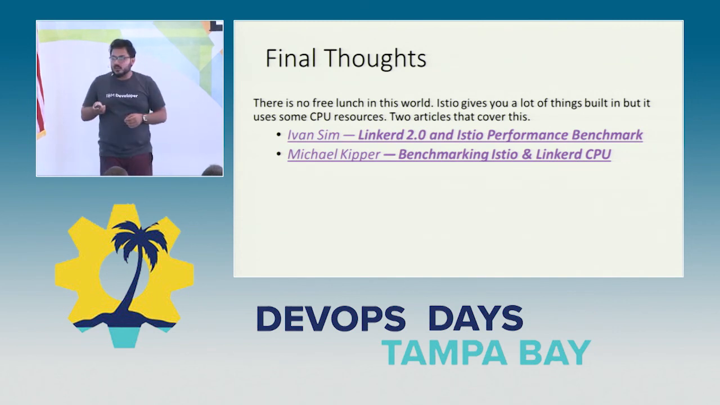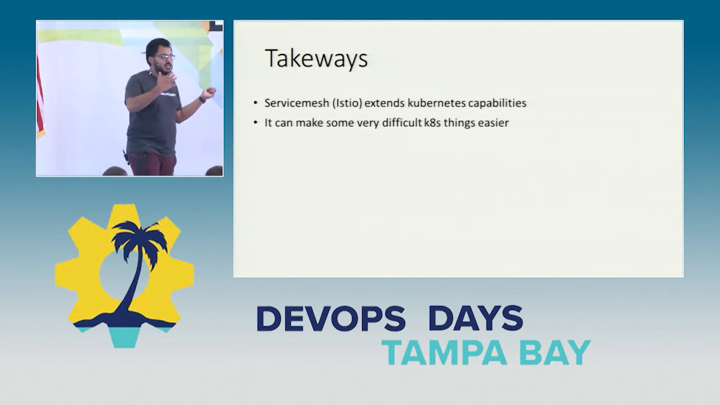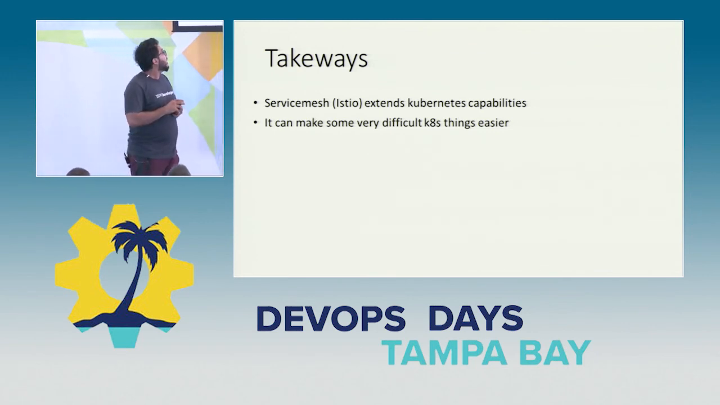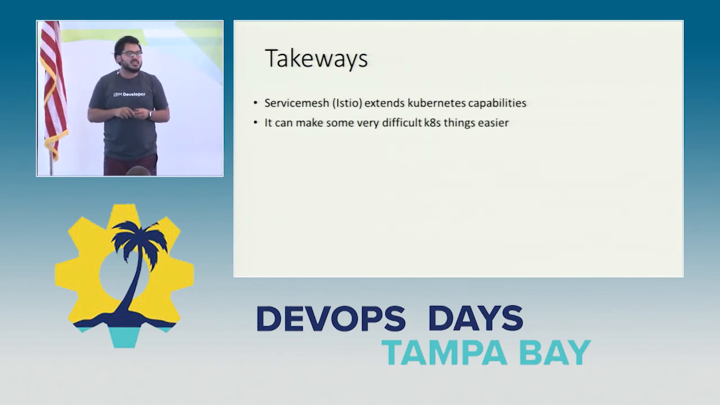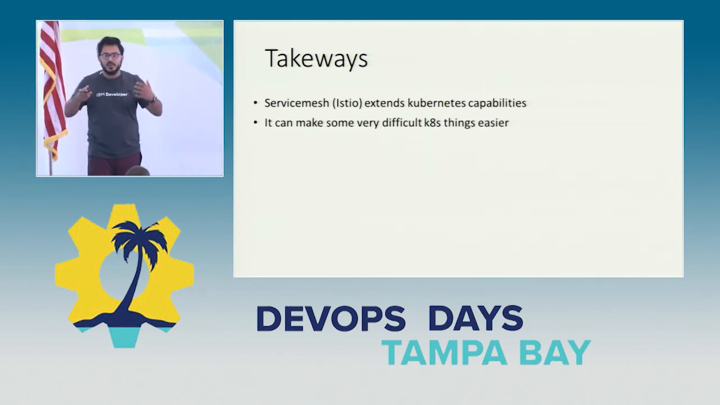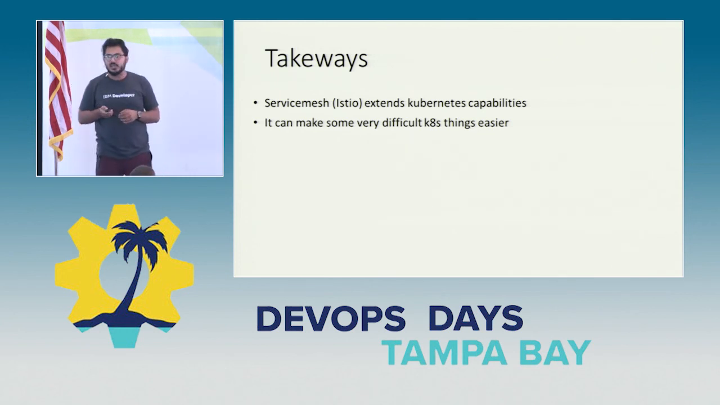Yeah, and takeaways, right? Service mesh, especially Istio that I talked about, extends Kubernetes capabilities. The things Kubernetes could already do, Istio makes easier and better. And it can make some of the more difficult things in Kubernetes a little bit easier. Not completely solved, but a little bit easier.